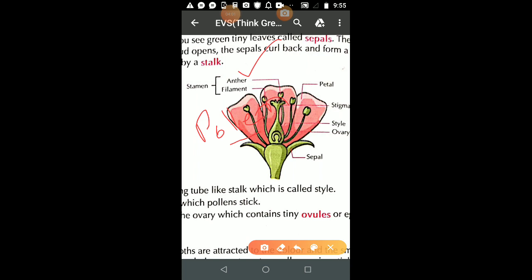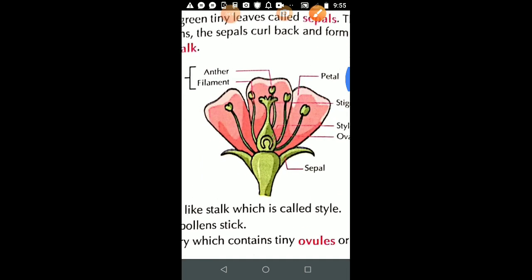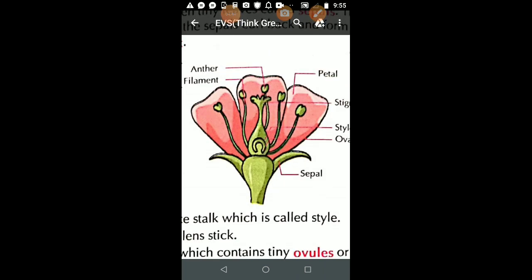Now observe one more time the carpel, which is the female reproductive part. It consists of three parts: stigma, style and ovary. Carpel, female reproductive part. Now see student, in this flower how self pollination takes place.